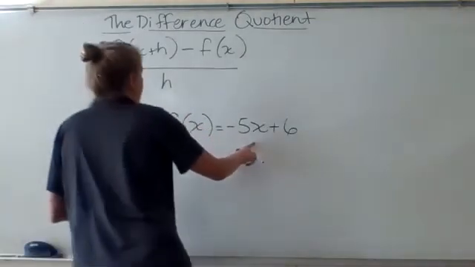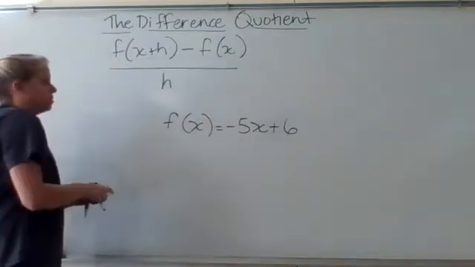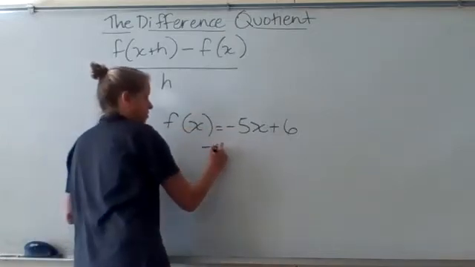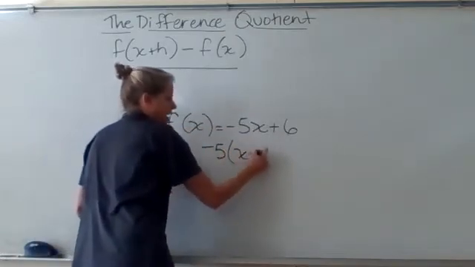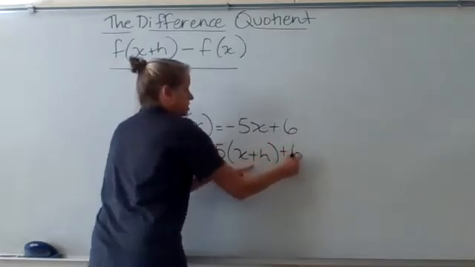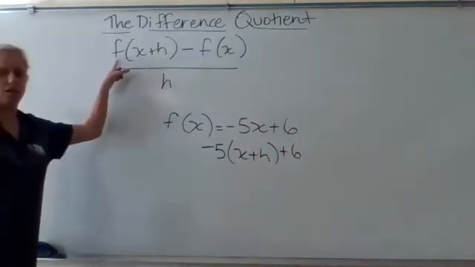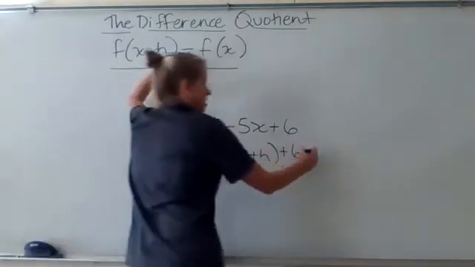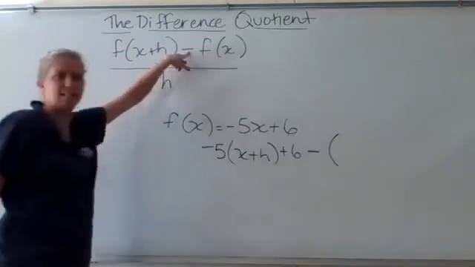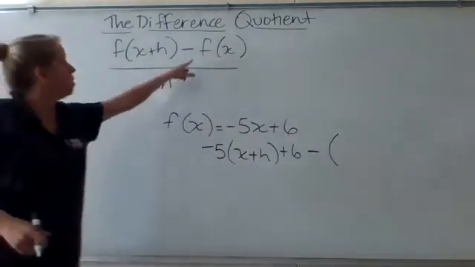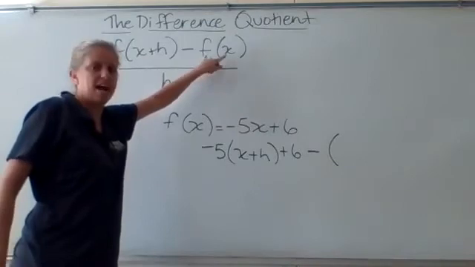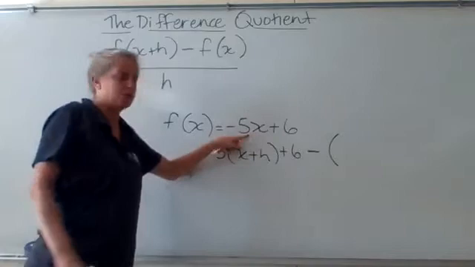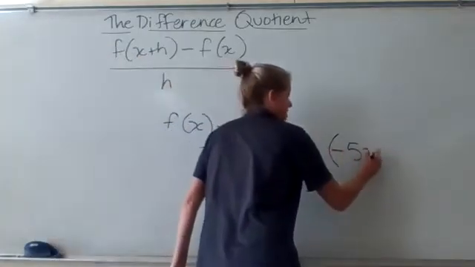Okay, so let's go ahead and practice replacing the x with x plus h. So I'll have negative 5, replace the x with x plus h, plus 6. So there's the front part of the formula. Now I want to subtract, and remember, when you subtract, you want to put that second part in parentheses. What am I subtracting? I'm subtracting f of x. Well, f of x is negative 5x plus 6. So that's what I'm subtracting.